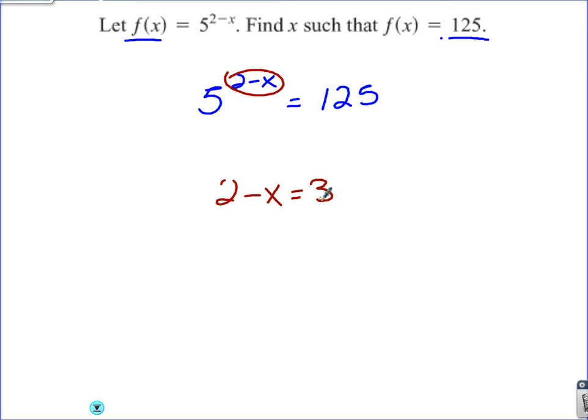If you need to, the way I would solve it, I'd move x over here, move 3 over here. Negative x, and the reason I'm doing that, negative x would then become positive x, positive 3 become minus 3, so x is negative 1. And most of you probably could have looked at that. 2 minus what is 3? Well, how in the world do you subtract something from 2 to get 3? You have to subtract a negative because 2 minus minus would be a plus. 2 plus 1 is 3, so x must be negative 1.